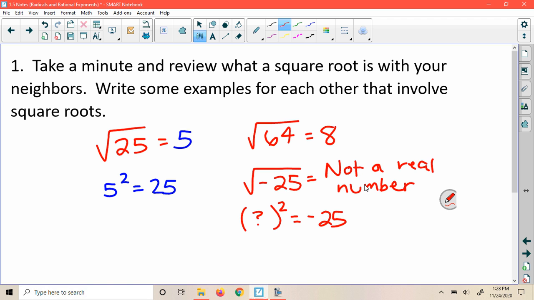Later on in the trimester, we'll learn about these crazy things called imaginary numbers that will help us deal with this situation when we have a negative inside of a square root. But for now, just put not a real number.